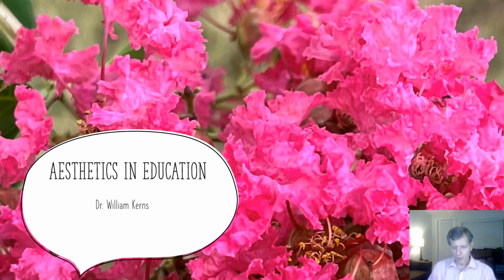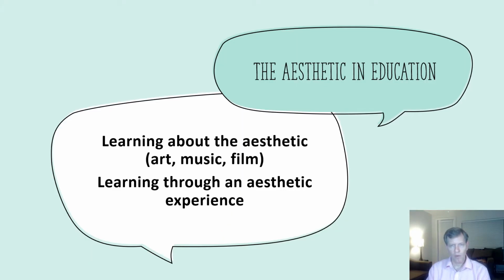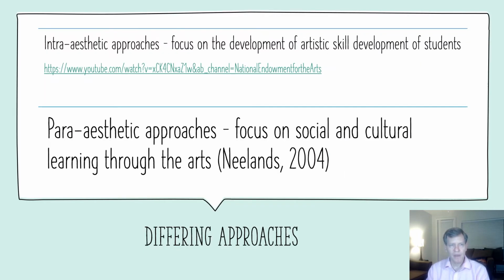Hello. In this video, we're going to briefly talk about aesthetics in education. When you're teaching students in the classroom, you can either focus on teaching them about art, music, and film, or you can have them explore, for instance, the development of reading skills or the development of an understanding of various cultures through experiences with the arts and music and film and dance. So there are, in general, two different ways of focusing on that.